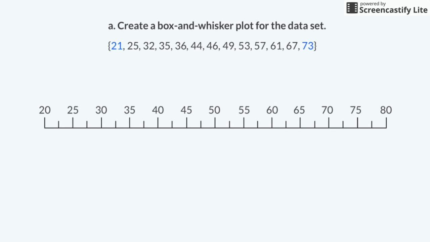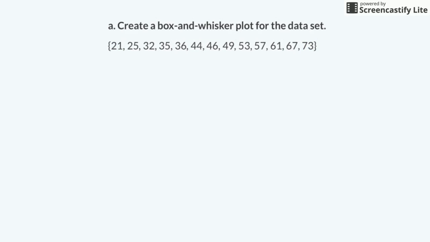I will place 2 dots above the number line, 1 dot at 21, the minimum, and another dot at 73, the maximum. Now I need to find the median. The data values are listed from least to greatest. The median is the middle number. Since there are 13 data values, I will cross out 6 of the lowest values and 6 of the highest values. The median is 46.